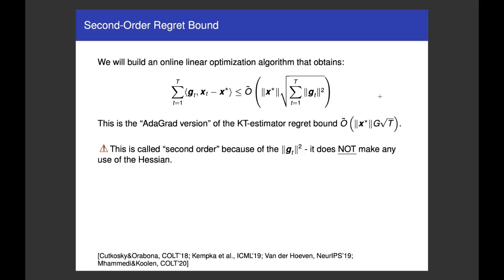This bound is called second order because it has the square here. It actually has nothing to do with the Hessian, so it's sort of an unfortunate collision of nomenclature. All right, let's see how to do it in the next few slides. Again, for simplicity, I'm going to assume g is equal to 1.